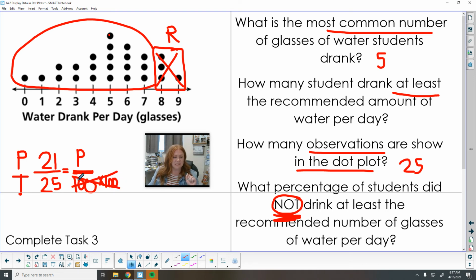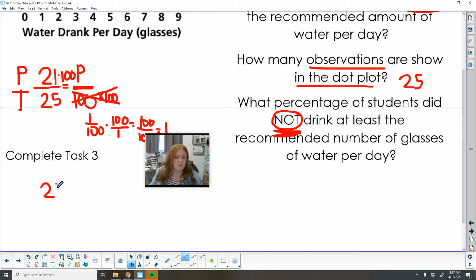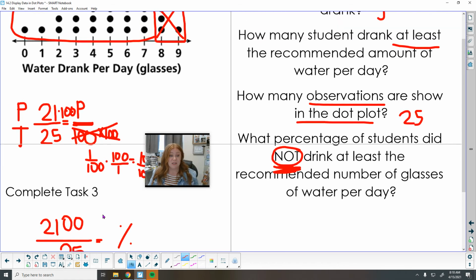So that cancels out because this is a fraction. So this is like 1 over 100, and this is 100 over 1. So this is a whole number, right? This is the denominator. So it turns into 100 over 100, which equals 1. 100 divided by 100 is 1. So that's why that works out. So that's canceled on that side. So we're timesing by 100 here, which turns into 1 with 2 zeros. So 21 with 2 zeros. And then we're dividing that by 25 will give us our percent of students that did not drink that water.